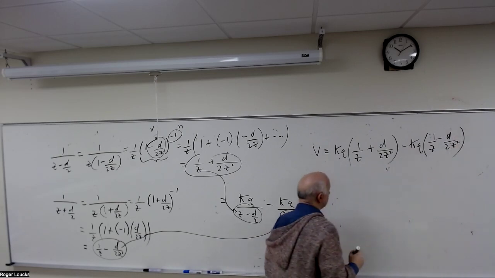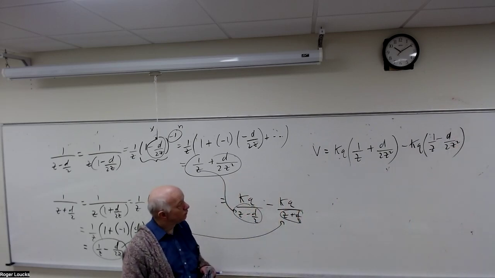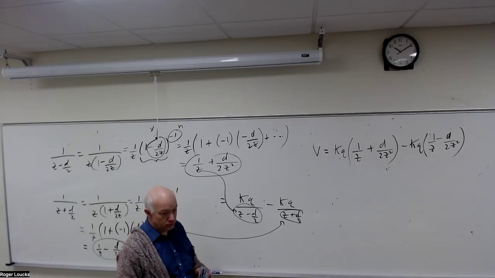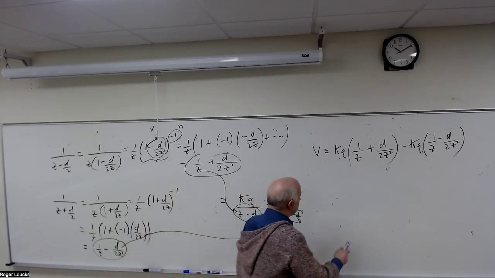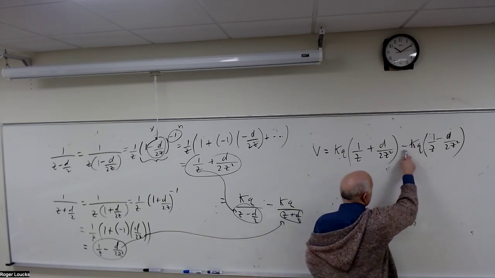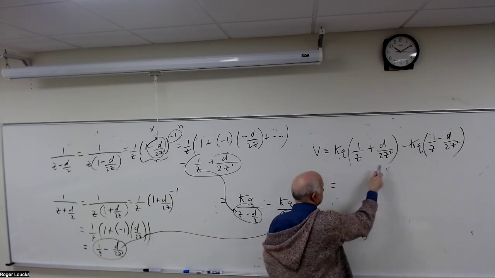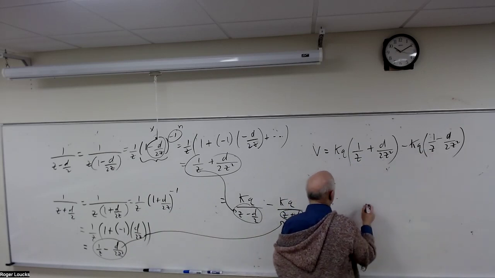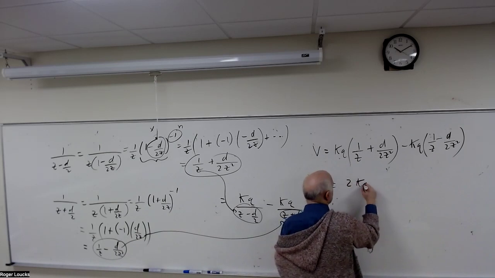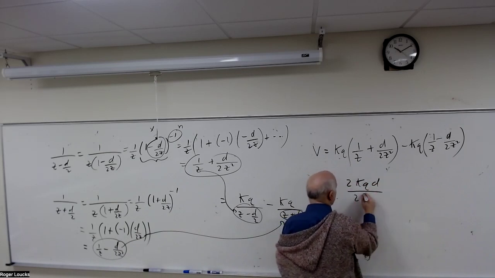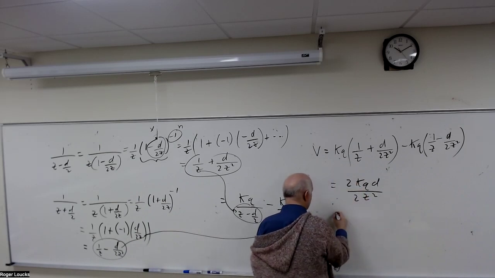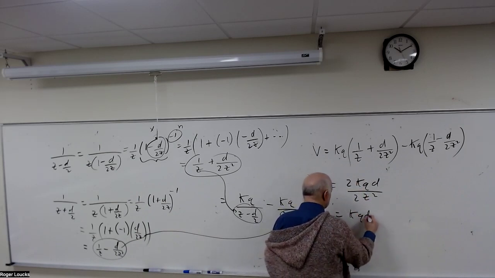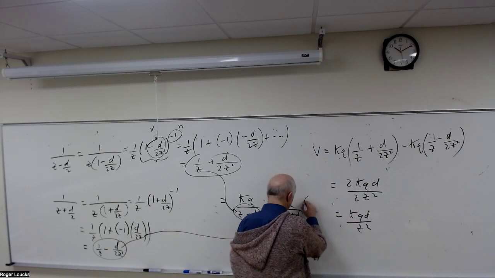Okay. What nice thing happens? Yeah, the 1 over Z and the minus 1 over Z here cancel. Then this term and this term add. So this gives me 2kqd over 2Z squared. The 2's go out. This gives me kqd over Z squared. That's my V for the dipole.